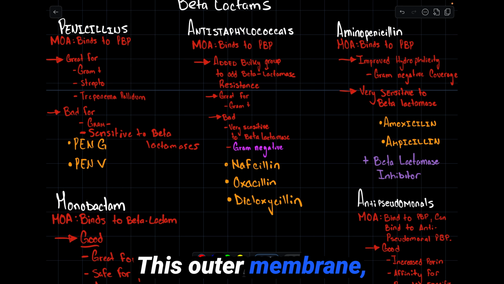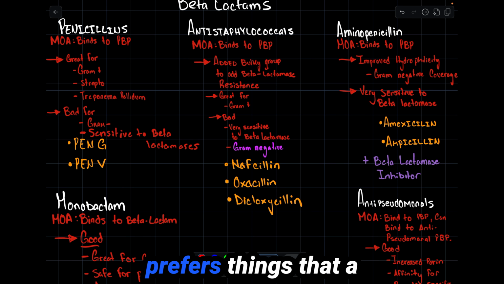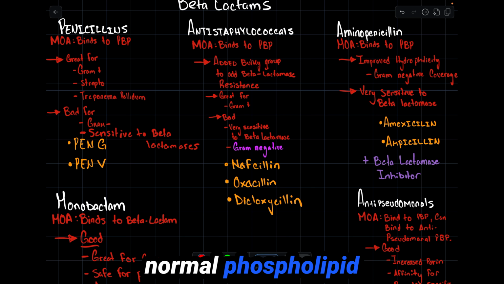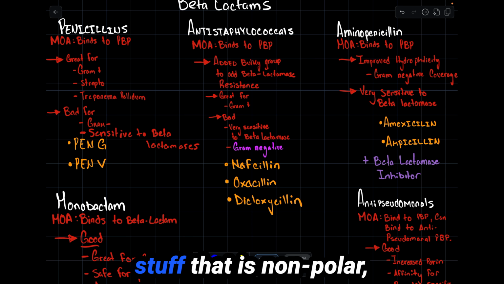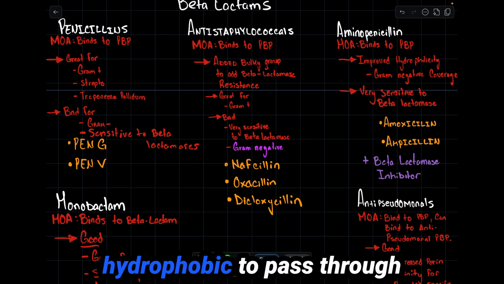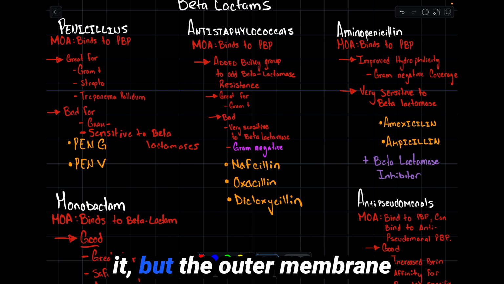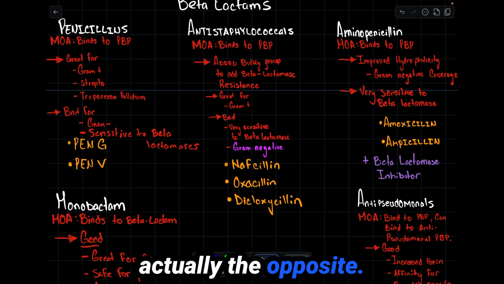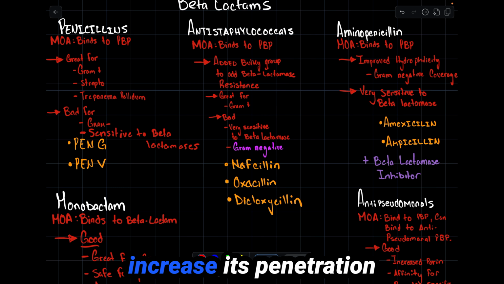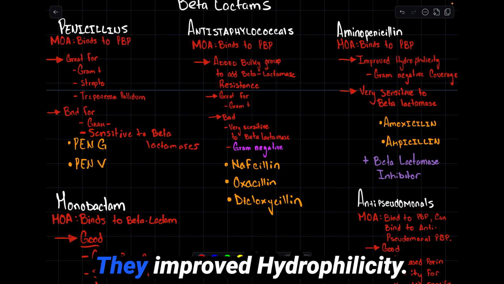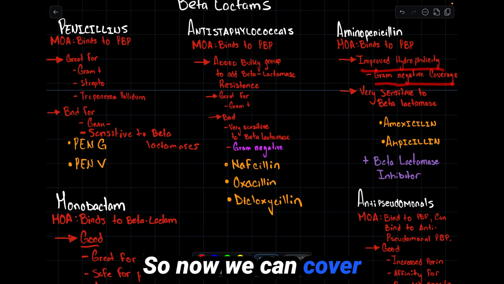This outer membrane, funny enough, it actually prefers things that a normal phospholipid bilayer would not prefer. Instead of a normal phospholipid bilayer, which favors stuff that is nonpolar and hydrophobic to pass through it, the outer membrane in gram-negatives is actually the opposite. It prefers polar, hydrophilic stuff. So what did they do to the aminopenicillin to increase its penetration in gram-negative? They improved hydrophilicity, so now we can cover gram-negative bacteria.